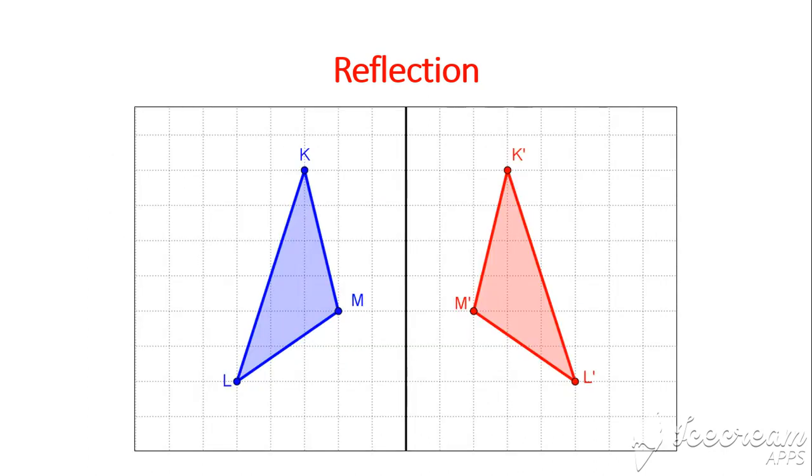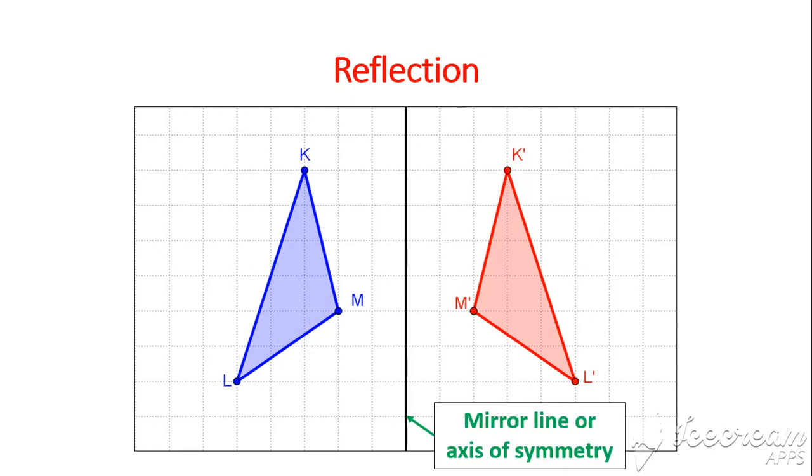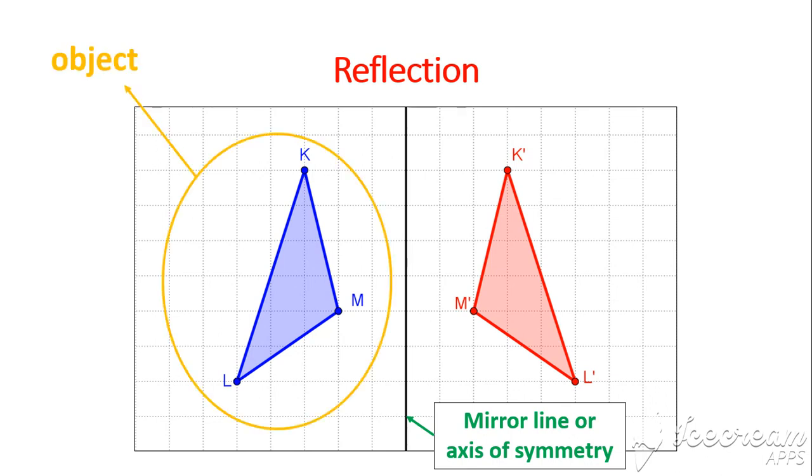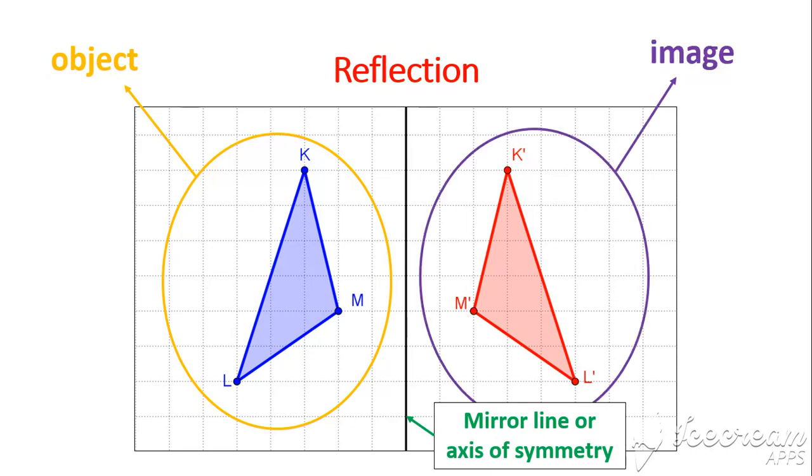Right, so let's have a quick look at this example. We have the mirror line or the axis of symmetry. We have the object, some people like to say the original object or the old object. And then we have our image, some people like to say the new image.